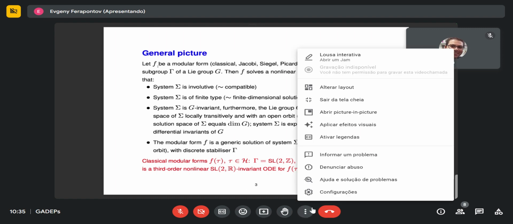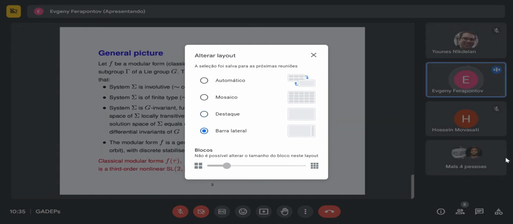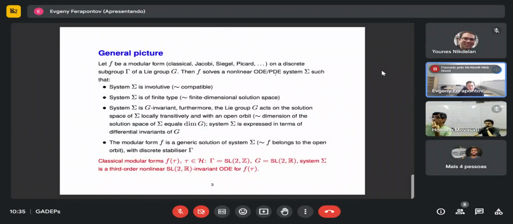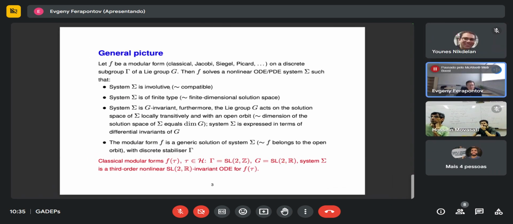Then any such modular form solves a certain nonlinear system of PDEs if it's a function of several independent variables, or an ODE if it's a classical modular form, such that this system sigma of ODEs and PDEs satisfies the following properties. First of all, this system must be involutive. This means, roughly speaking, the system is overdetermined. Just one function satisfies several differential equations, and these equations are consistent. So involutive means compatible.